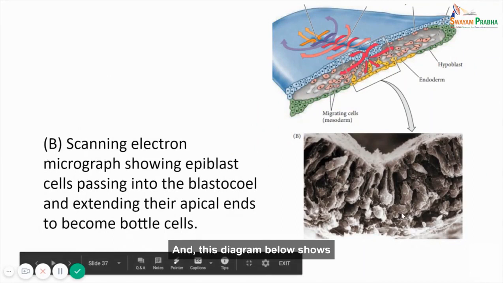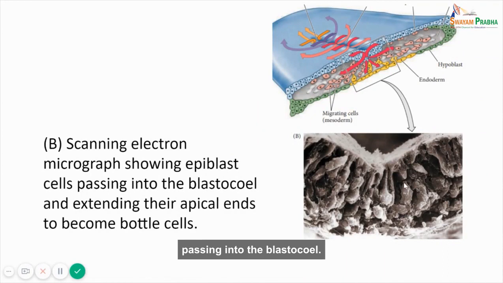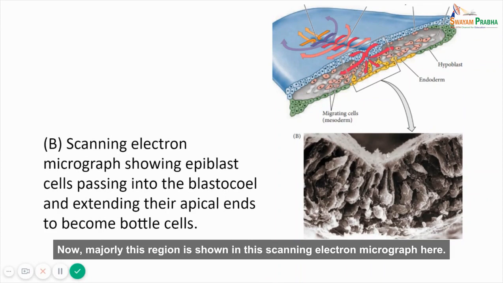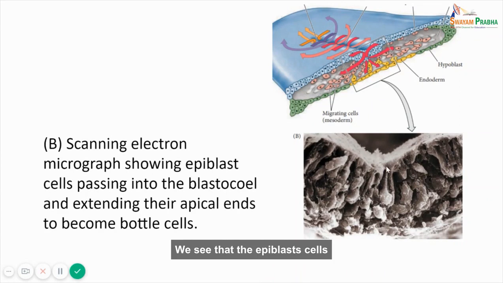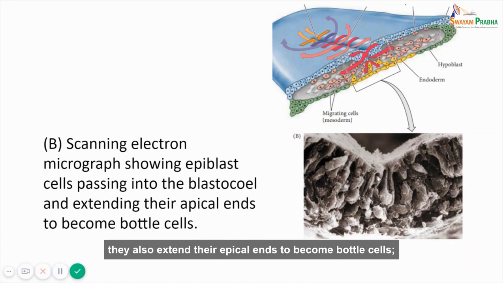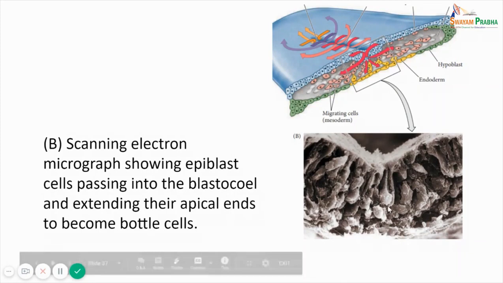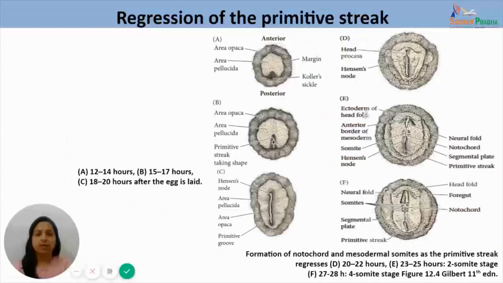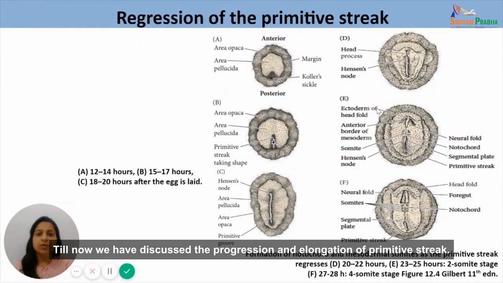This diagram below shows the scanning electron micrograph of the epiblast cells passing into the blastocoele. We see that the epiblast cells which start to pass into the blastocoele also extend their apical ends to become bottle cells. Bottle cells we discussed during gastrulation in frog also. So there is some formation of bottle cells here, but it is believed that these bottle cells are not able to maintain their contact with the epiblast. Rather, they ingress into the blastocoele and then they join the hypoblast.